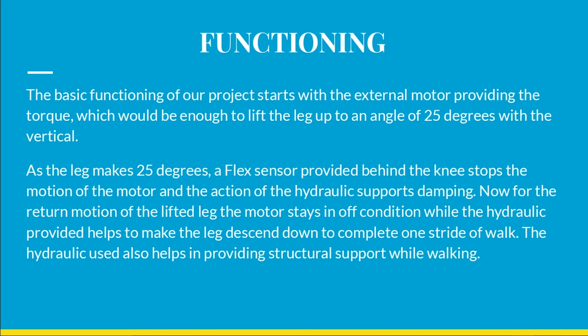Coming up, the functioning of the mechanism. The basic functioning of the project starts with the external motor providing the torque, which would be enough to lift the leg up to an angle of 25 degrees with the vertical. As the leg makes 25 degrees, a flex sensor provided behind the knee stops the motion of the motor, and the action of the hydraulic supports damping.